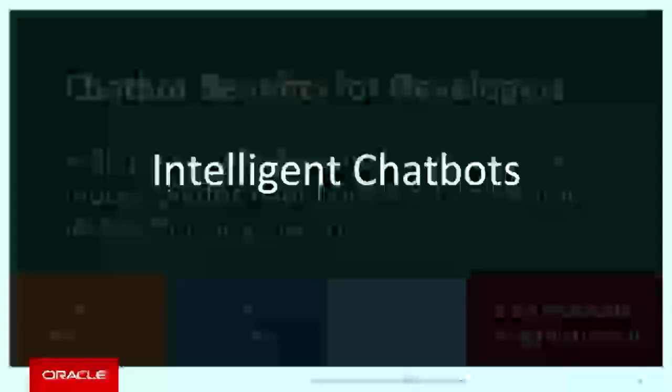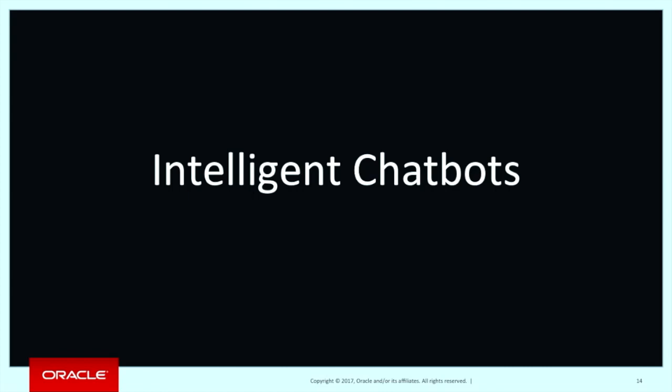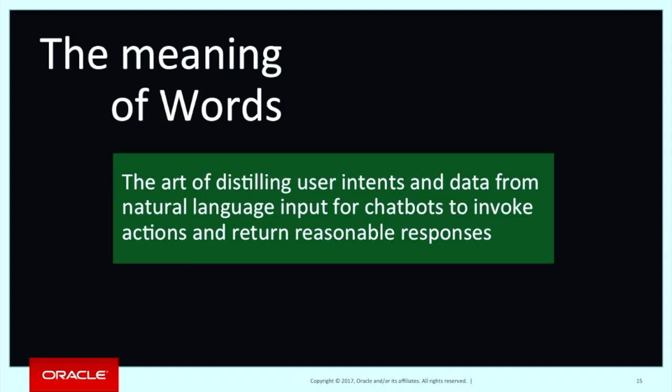So let me talk about intelligent chatbots. We've seen the banking example as a menu-guided chatbot, so a bot on rails. The meaning of words is really what makes us use a chatbot, and what the chatbot needs to understand to process a specific task. The meaning of words is the art of distilling user intents and data from natural language input for chatbots to invoke actions and to return reasonable responses. So that's kind of the more accurate definition.